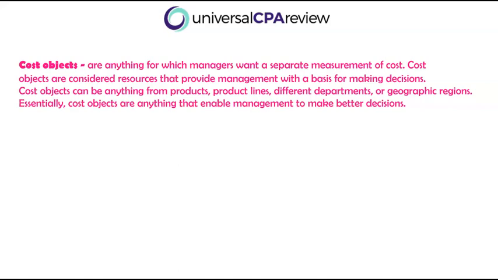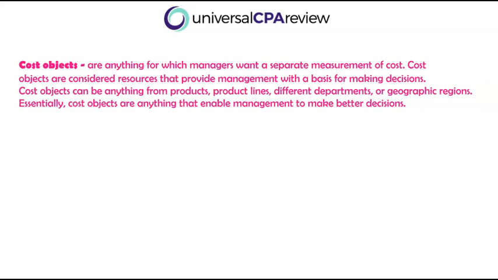They are going to be considered resources that provide management with a basis for making decisions, and they could be anything from products, product lines, different departments. They could be geographical regions. Okay, so essentially, cost objects are going to be anything that enable management to make better decisions. So the overall objective of cost objects and just differentiating the different types of costs is going to be to provide a greater overall effectiveness and cost efficiency to the business operations.